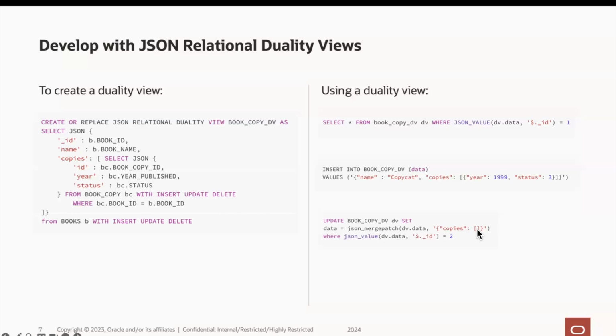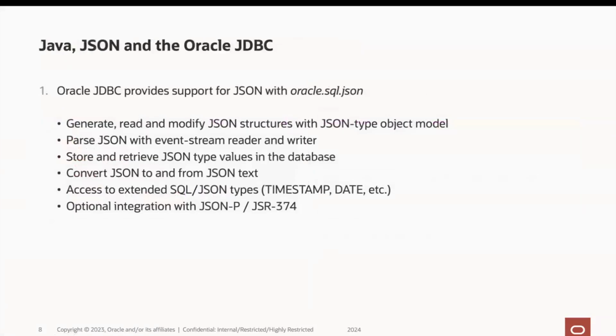On the Java side of things, the Oracle JDBC also provides a set of APIs with the package oracle.sql.json to support JSON and the JSON data type in the Oracle database. This package contains classes and interfaces which enable you to do the following. In this video, we will generate, read, and modify JSON structures, as well as store JSON into and retrieve them from the Oracle database.